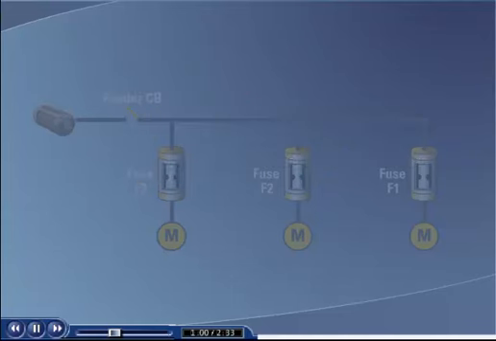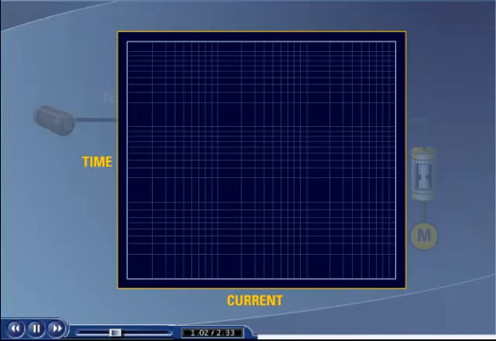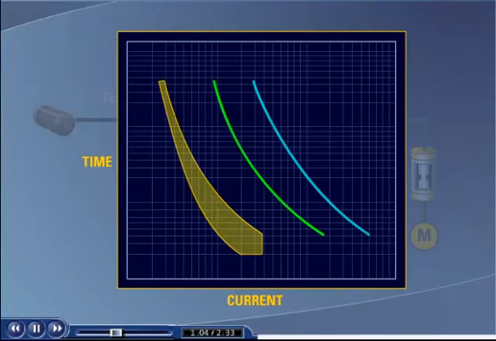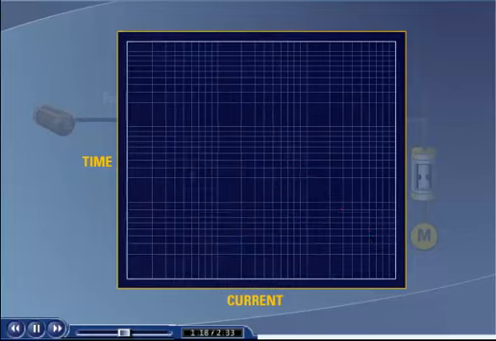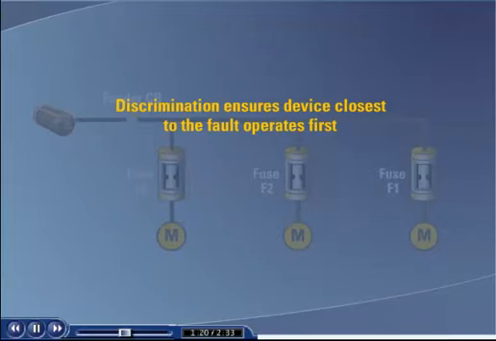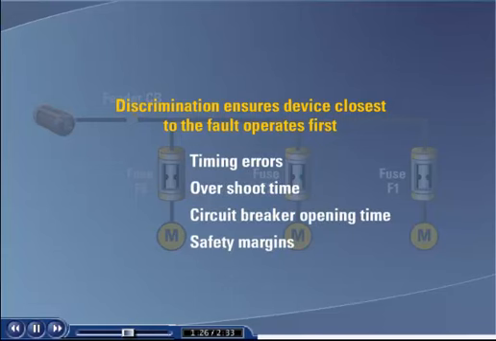During the process of coordination, the operating characteristic curves of all overcurrent protective devices are plotted on a current versus time curve to ensure that no two curves cross over and there is adequate distance, or more correctly, time between curves, or discrimination between curves. The discrimination ensures that the device closest to the fault operates first, taking into account such things as timing errors, overshoot time, circuit breaker opening time, and safety margins.